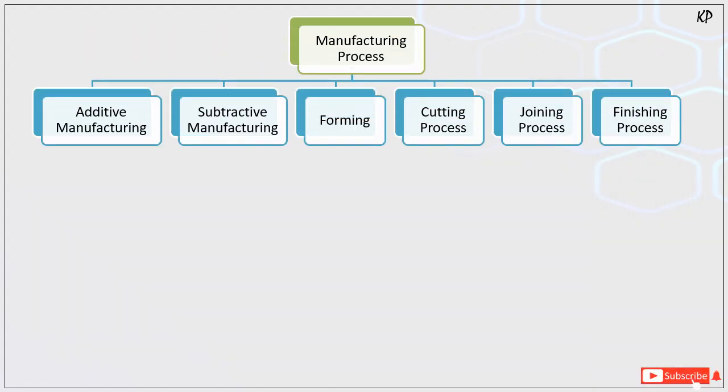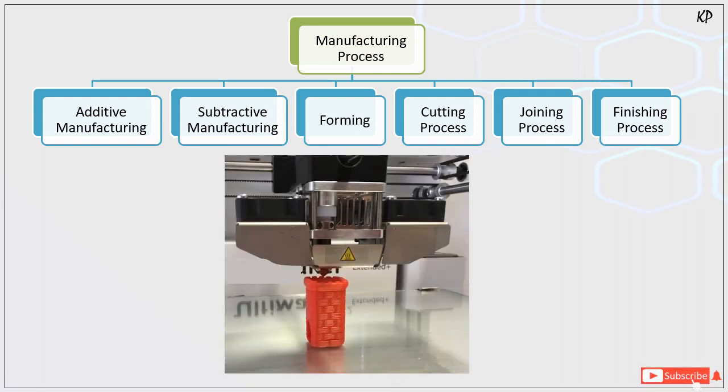Manufacturing processes are subdivided into six segments. One is additive manufacturing, second is subtractive manufacturing, then forming, then cutting, then joining processes, and finishing processes. These six are used to produce whatever design or component we have to make. If we see the additive manufacturing processes, additive means we have to add material on the base surface, so you will get the part.